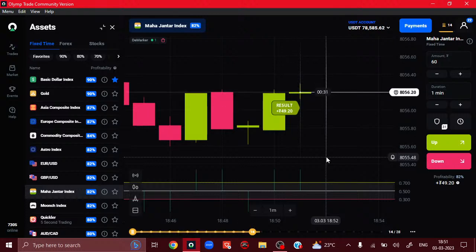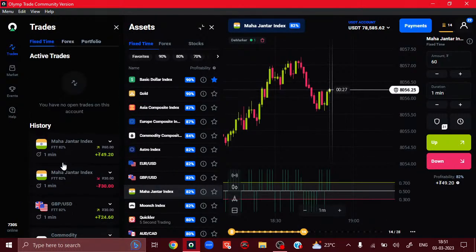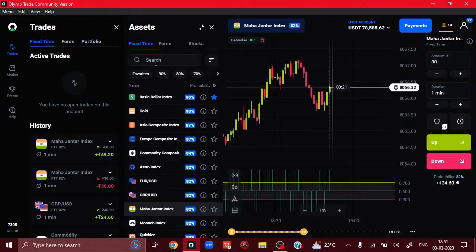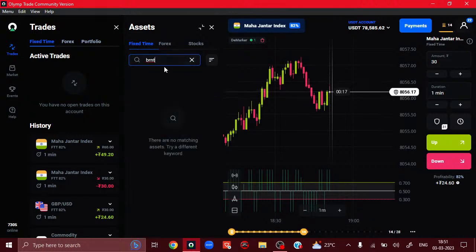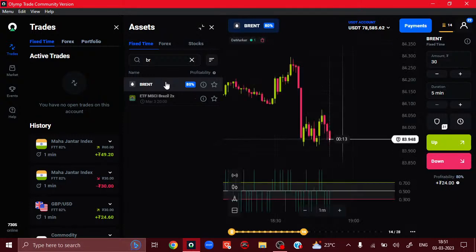Okay, so we won this trade as well. Now we will return back to the base amount, and also let us analyze the Brent ones as Arnav is suggesting. Arnav, what should be the time frame? 1 day time frame. Okay.